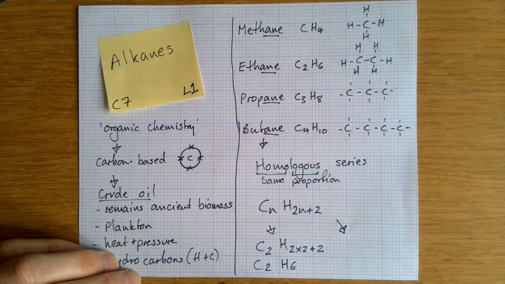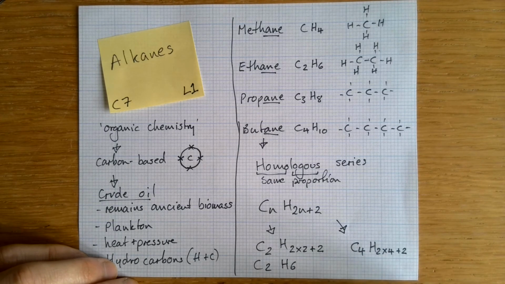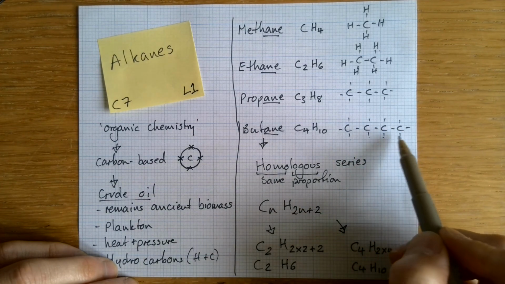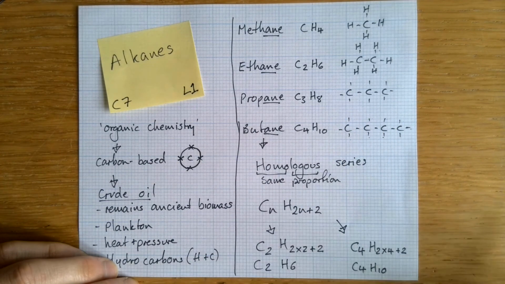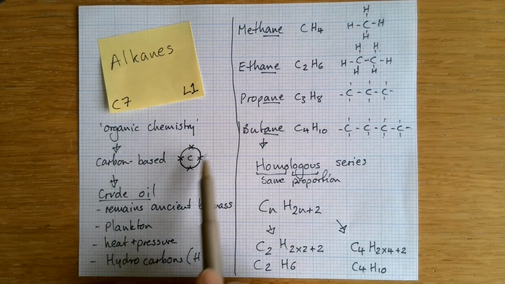We'll do butane. So now we've got C4, H, 2 times 4 plus 2. 2 times 4 is 8, plus 2 more is 10. So C4H10. Let's quickly count them all up. 1, 2, 3, 4. Then we should have 1, 2, 3, 4, 5, 6, 7, 8, 9, 10. Formula works.